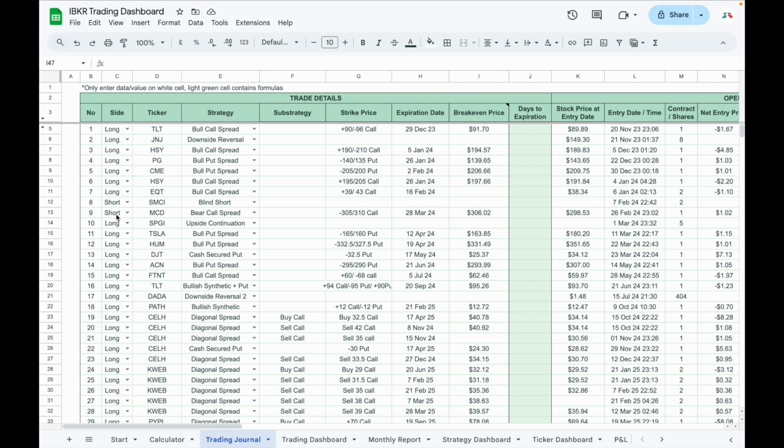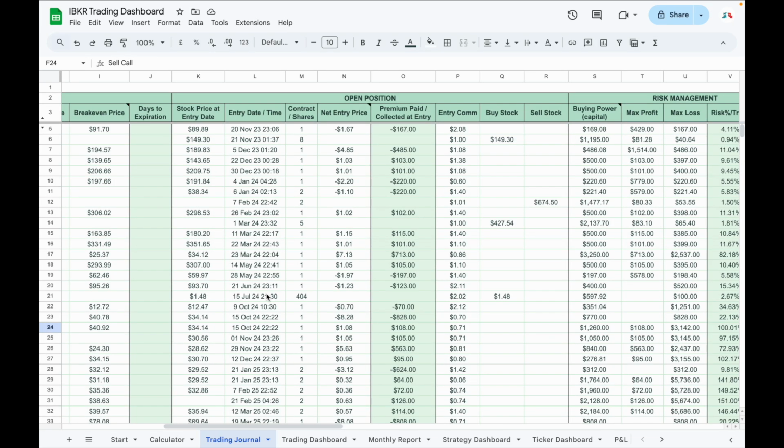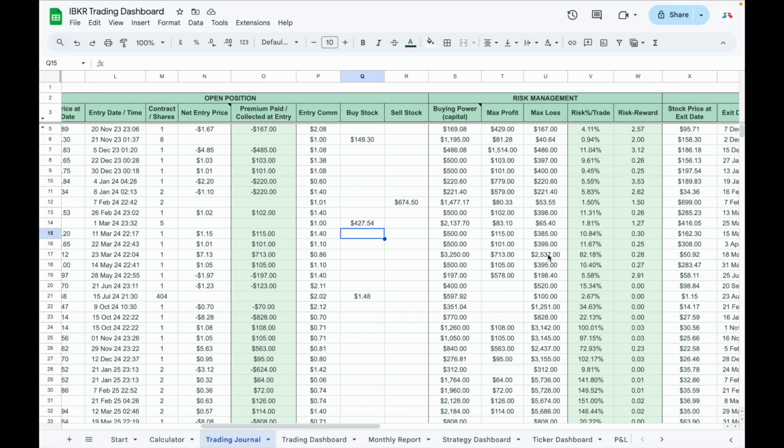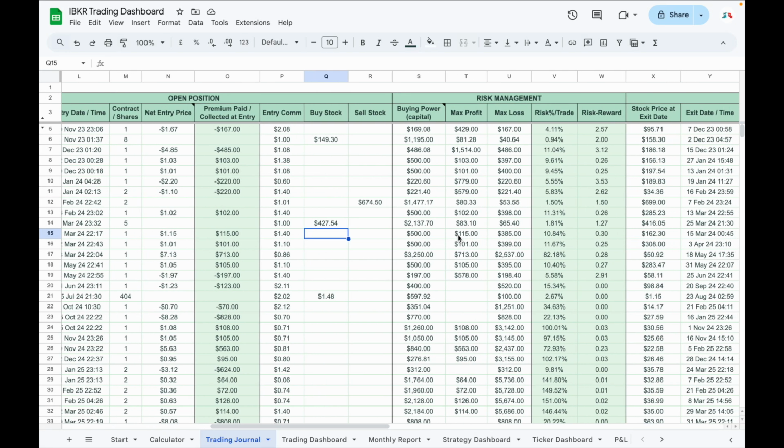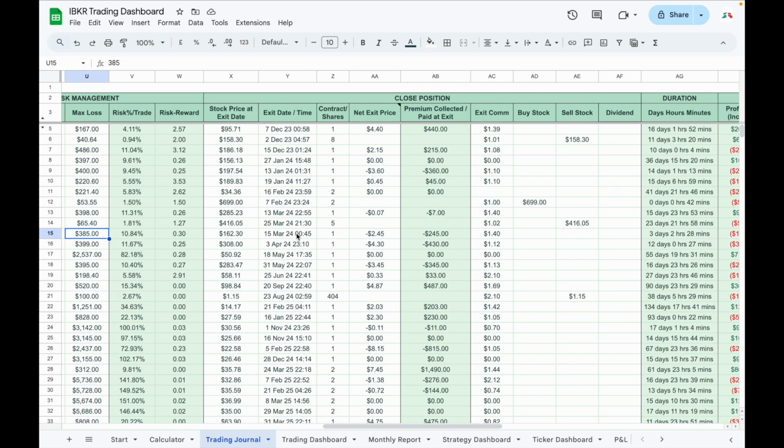Whenever I enter a trade, I record details like trade number, trade direction, ticker symbol, strategy, sub-strategy, strike price, expiration date, and break-even price. For example, if I enter a diagonal spread, my sub-strategy would be buy call and sell call. Then I log the trade in the open position section by entering the stop price as entry, entry date and time, number of contracts or shares, net entry price, commission, and buy or sell stock prices for stock trades. Under the risk management section, I enter the buying power, maximum profit and maximum loss for the trade. Once the trade is closed, I input the exit date and time, the number of contracts or shares exited, net exit price, exit commission, and stop prices.